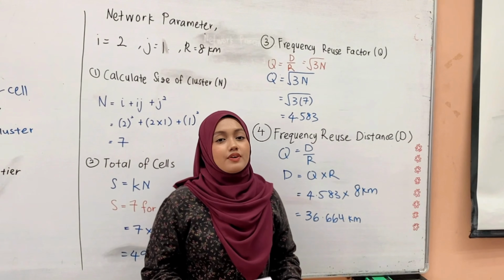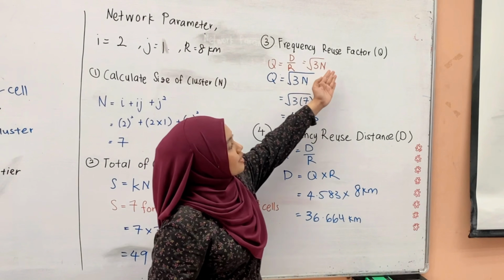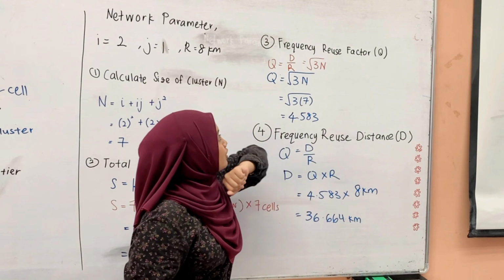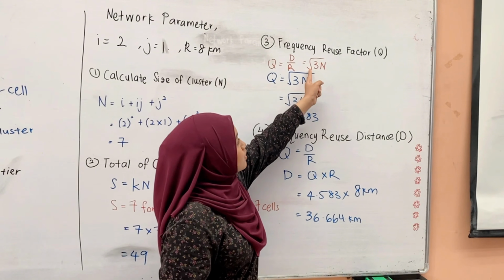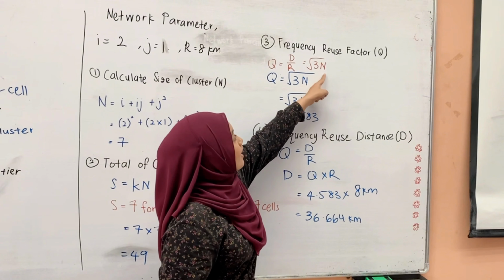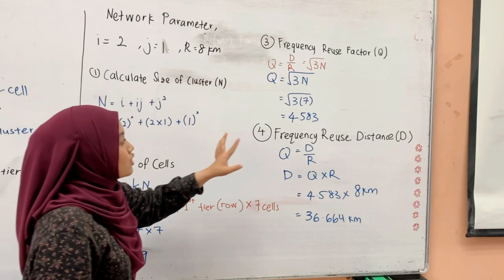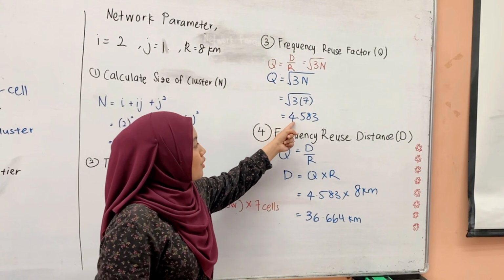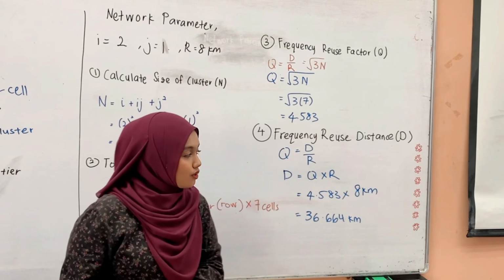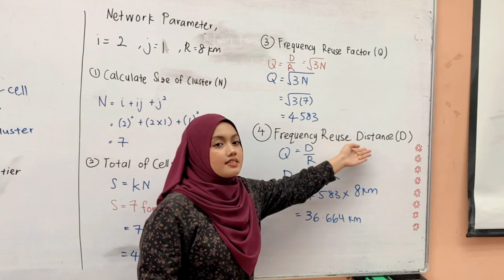So we want to find Q, the frequency reuse factor Q. The formula is Q equals D over R, which is the square root of 3N. We know N is 7. So the square root of 3 multiplied by 7, we got 4.583.